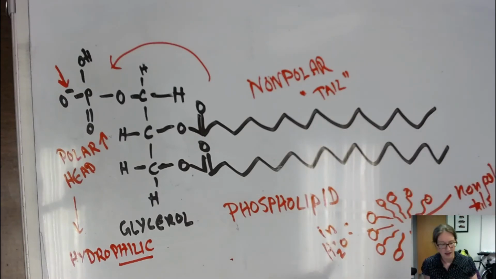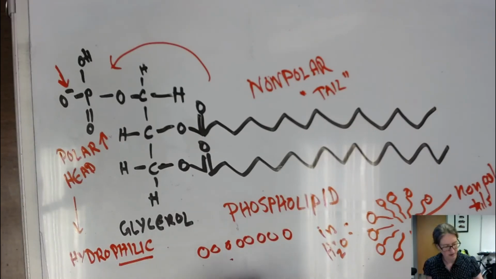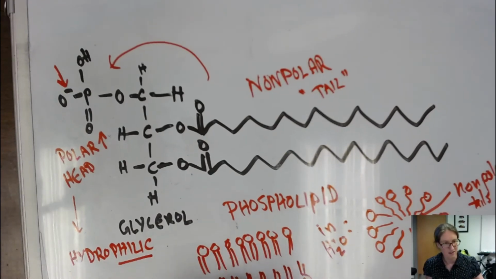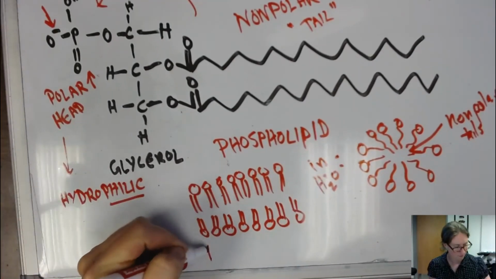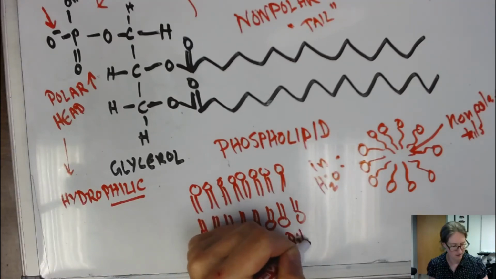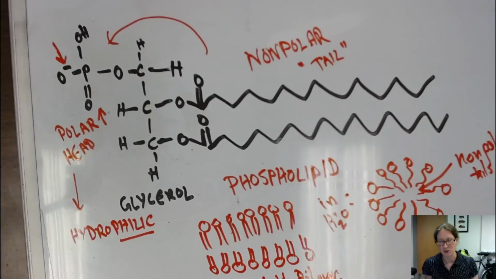And these phospholipids can also self-assemble into a two-layer sheet. So here's my heads. There's my tails. And this two-layer sheet is referred to as a phospholipid bilayer. And we're going to be talking about phospholipid bilayers much more in the near future.